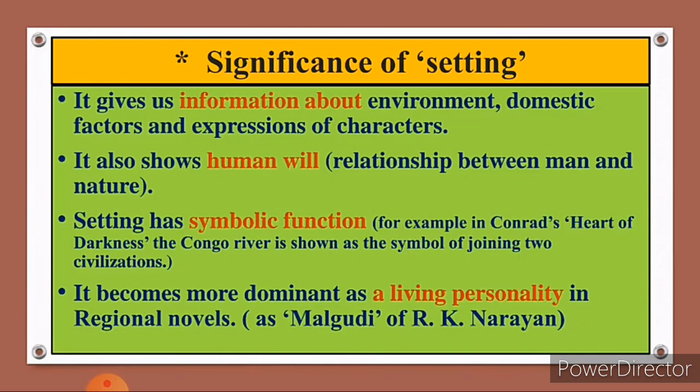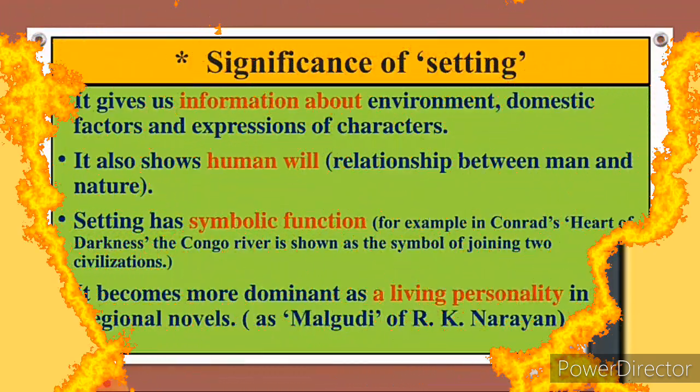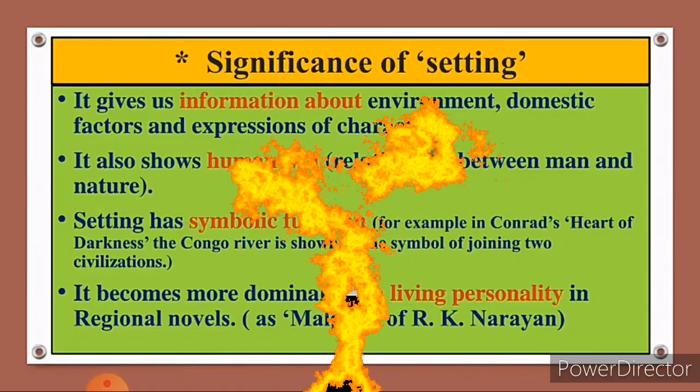Setting has a symbolic function. For example, Heart of Darkness, which Joseph Conrad had written. I had said in the novella, do you remember one example I had given? Heart of Darkness, written by Joseph Conrad. There one river is there, that is the Congo River. And the Congo River is very symbolic. Why has it been symbolic? Because you can see it is joining two civilizations, black people and white people, and the Congo River is flowing between them. So it represents that on one side the black people were staying and on the other side the white people were staying. That is present in Heart of Darkness.